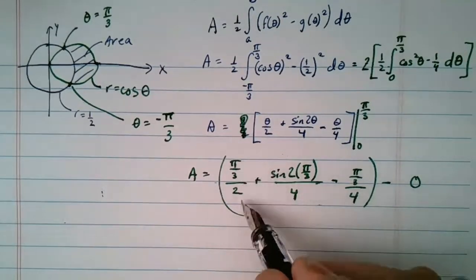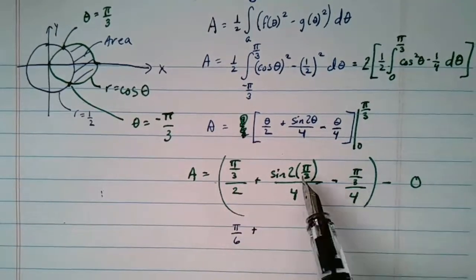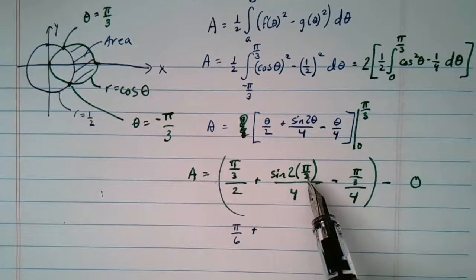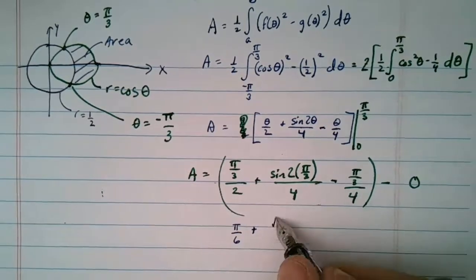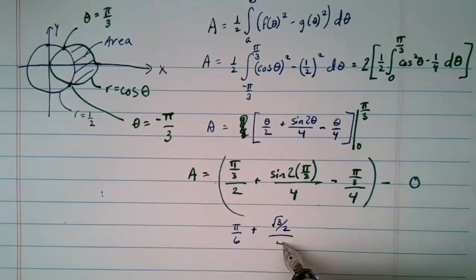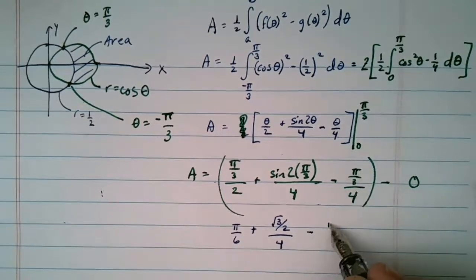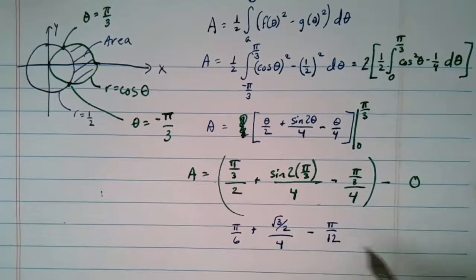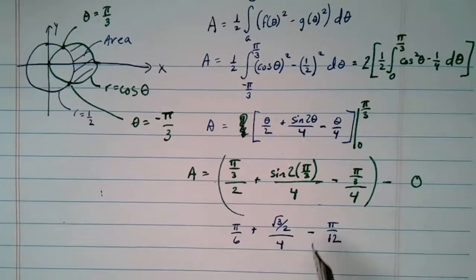Well, pi by 3 by 2 is pi by 6. So that's pi by 6. Okay, 2 times pi by 3 is 2 pi by 3. Well, the sine of pi by 3 and the sine of 2 pi by 3 is the same number. That's the sine of 60 degrees, which is root 3 by 2. So this will be root 3 by 2 by 4, and then minus pi by 3 by 4, which would be minus pi by 12. So pi by 6 minus pi by 12 is pi by 12.